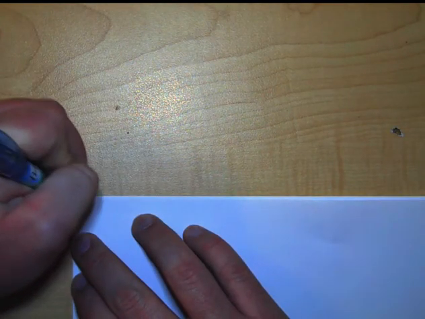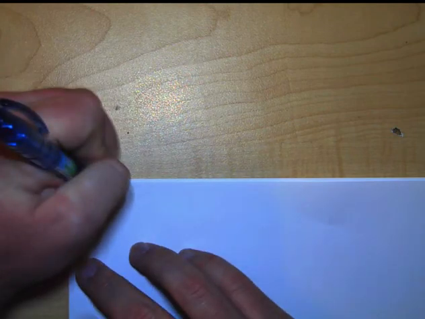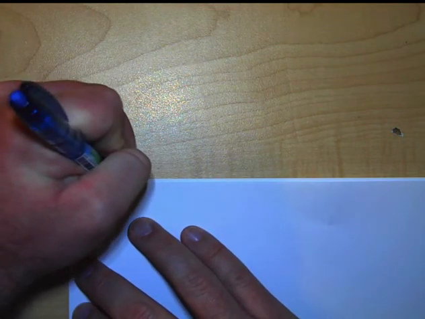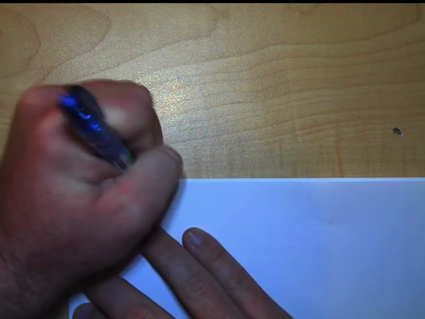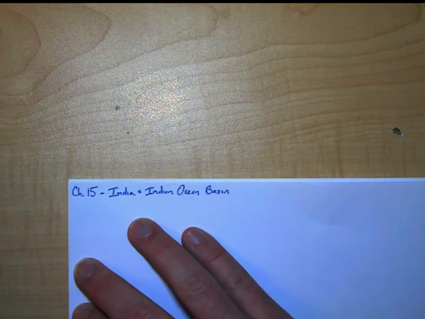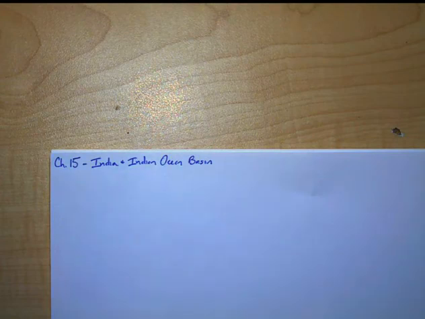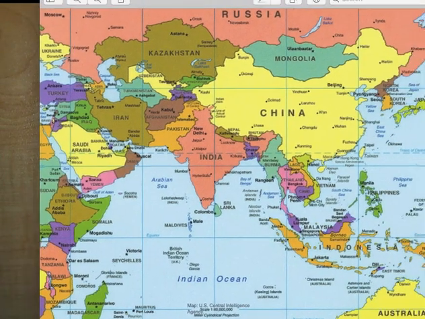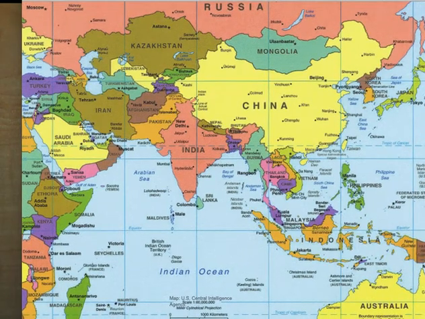All right, so in this video, we're going to start what is chapter 15. And this is going to be our first real in-depth look at India and the Indian Ocean basin. So just to give you an idea of what we're looking at, here is a map of what we're going to be looking at for the next few videos.